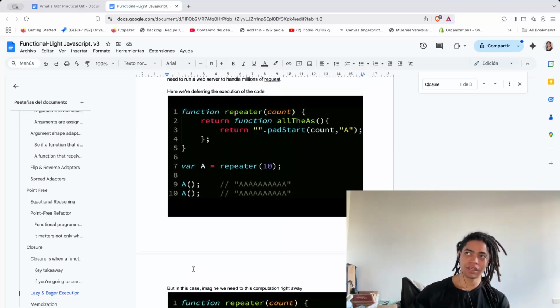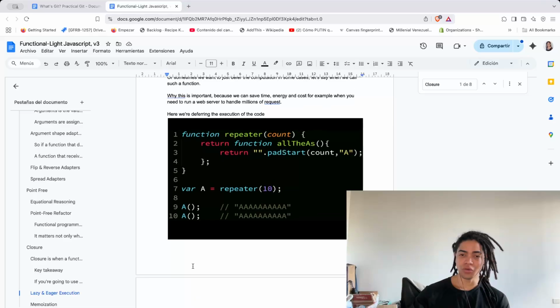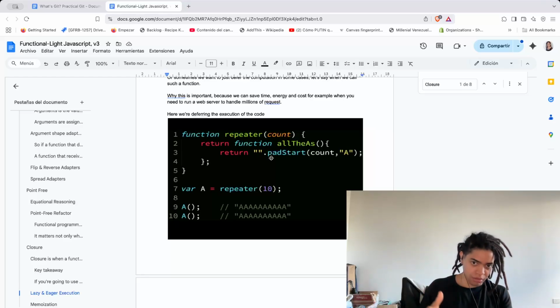But sometimes you say, no, I don't want to do that because I'm not sure when this computation will run. Therefore, I want to do that lazily. So by the time that you call A in this case, you are executing that lazily. When you need to do this depends on your scenario and your use case, and why do we even care about function execution order?